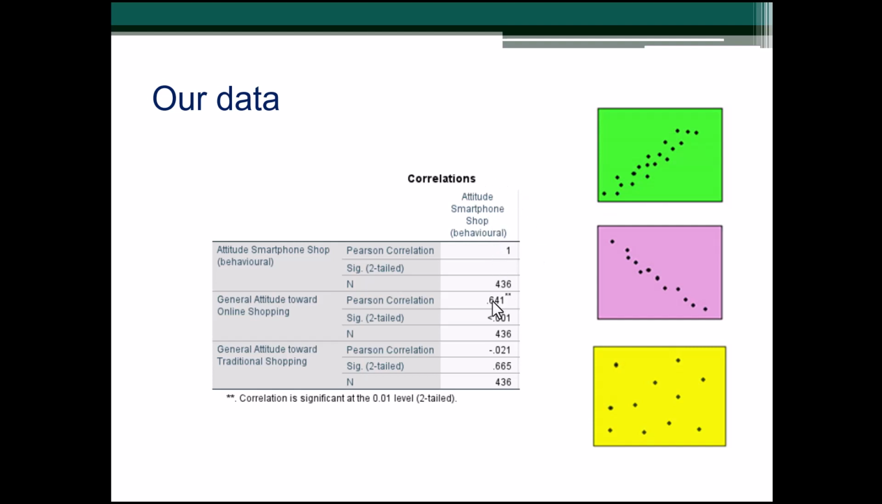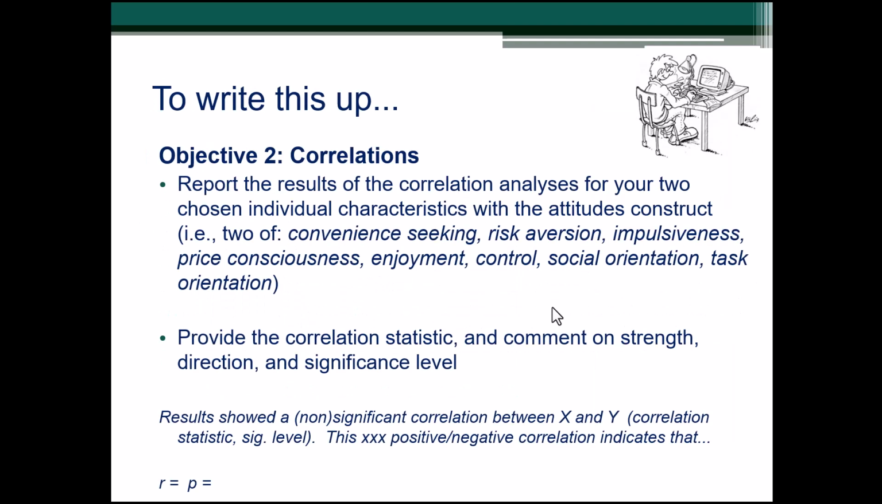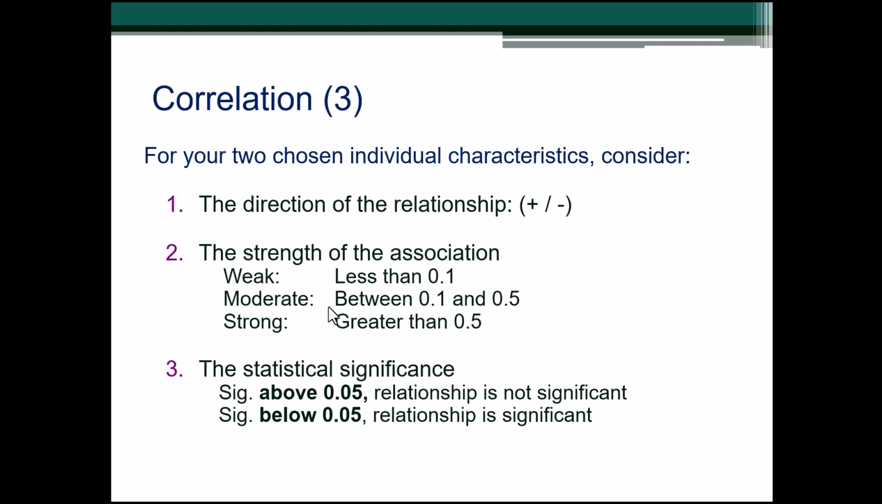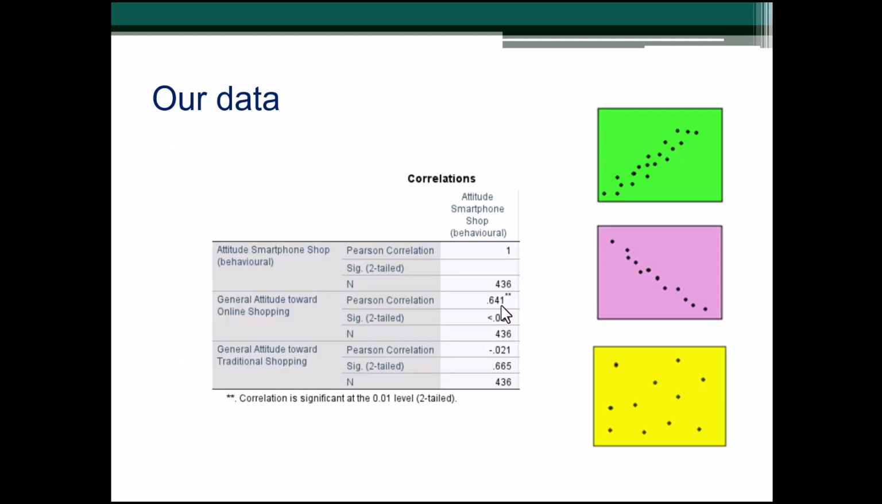So you've got attitudes towards smartphone shopping as correlated with general attitudes toward online shopping and general attitudes toward traditional shopping, and the different statistics associated with each of those here. So with online shopping, you can see that the Pearson's correlation is quite high and it's positive. So we've got a positive relationship, something that looks like this, and it's 0.641, and it's also a significant relationship. The significance level is below 0.05. So if we scroll back to the numbers way back here, we can see that it's actually considered a strong correlation, in that it's greater than 0.5. And it's a positive relationship. So there's a strong positive relationship between attitudes towards smartphone shopping and attitudes toward online shopping.